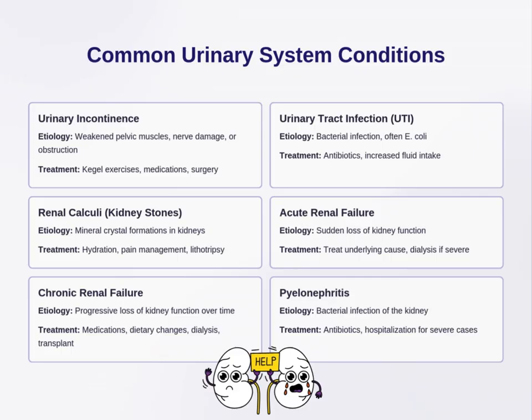Pyelonephritis is a UTI as well, but it's in the kidneys. So if you see urethritis, that is a UTI in the urethra, cystitis in the bladder, ureteritis in the ureters, and pyelonephritis in the kidneys. It can be really serious if that bacteria gets all the way into the kidneys. It's going to require some strong antibiotics and sometimes hospitalization for that.